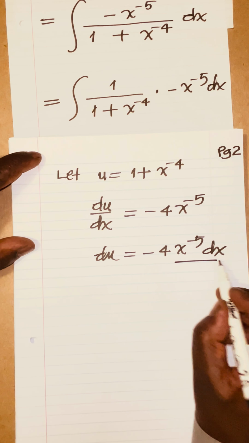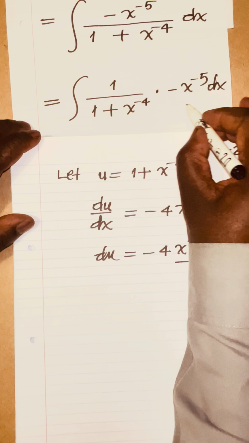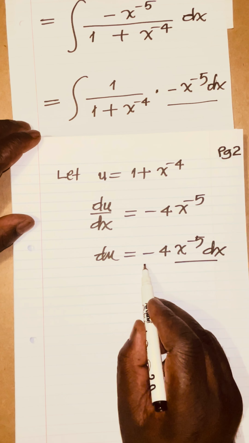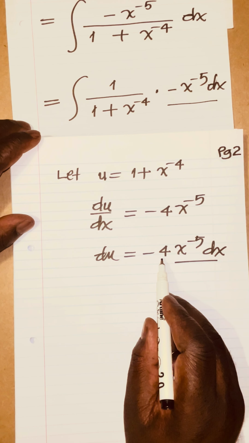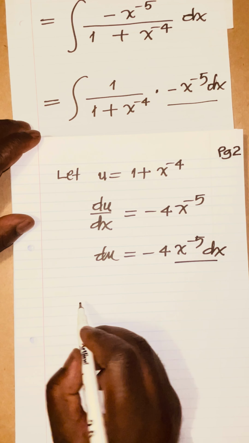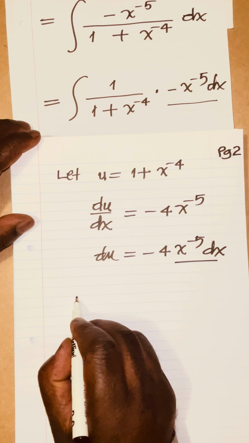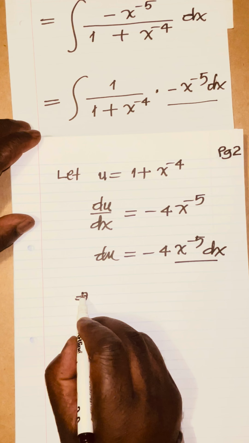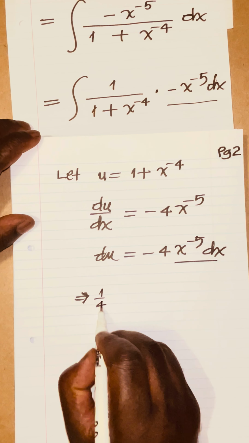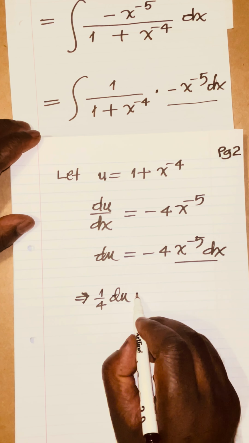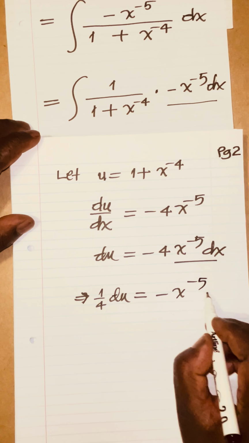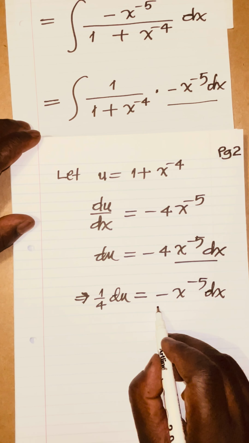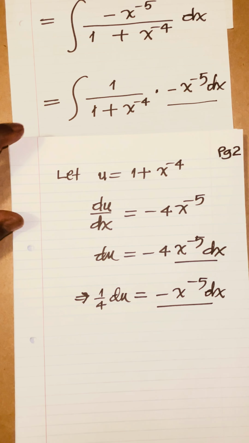Now notice that this expression is that expression there, of course including the minus here, but we have to get rid of the 4. So in order to obtain that, we have to say this is the same as a quarter of du is equal to minus x to the power -5 dx. Now notice that this one here is exactly that one now. So what do we do next?